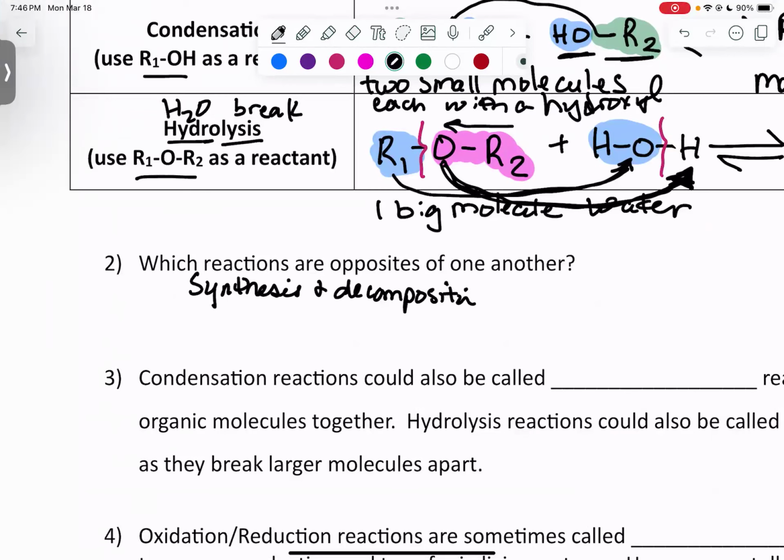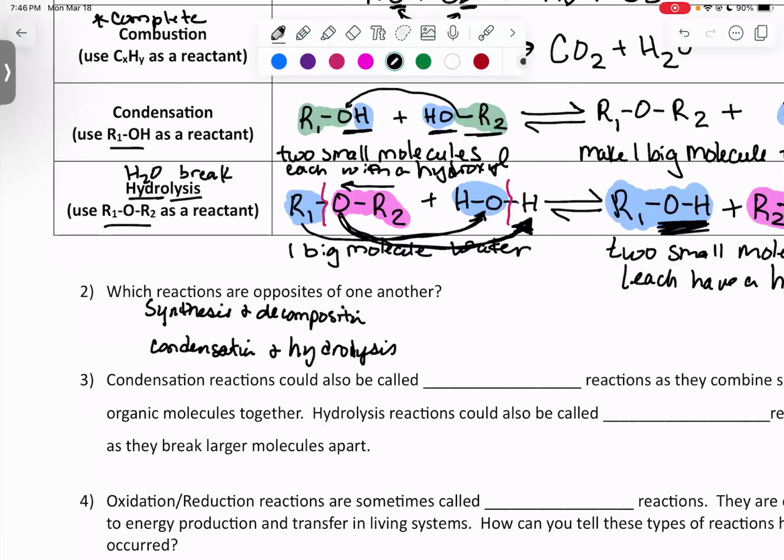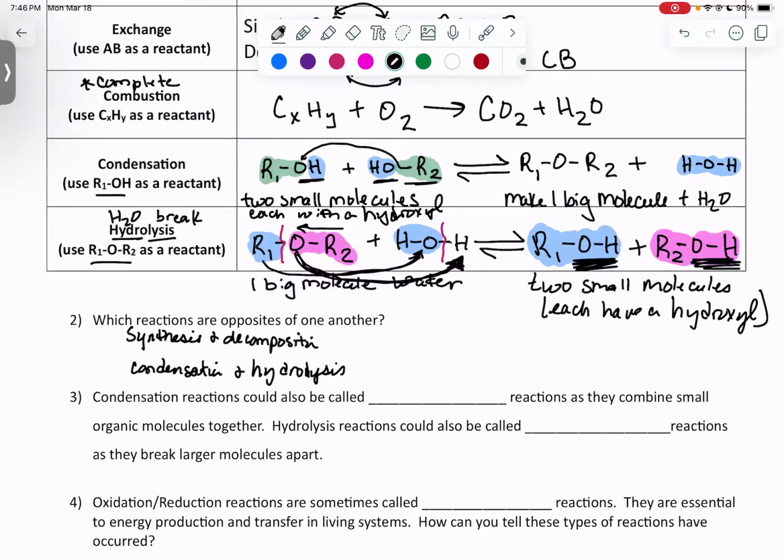And then you should have looked above and seen that condensation and hydrolysis are also opposites of one another. So what you could say is that if you did a condensation reaction in this direction, you're doing condensation. But if you do it in the opposite direction, you're actually doing hydrolysis because you're breaking the water. It's the same thing, you're just doing it in a different way.